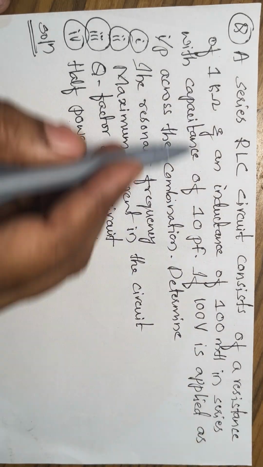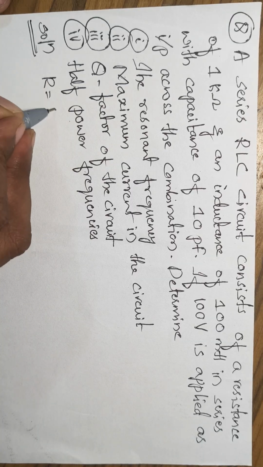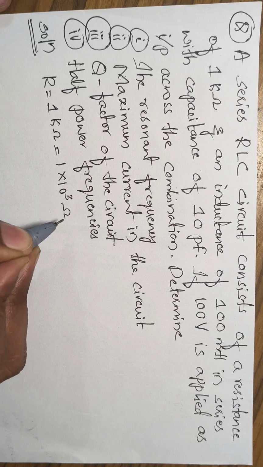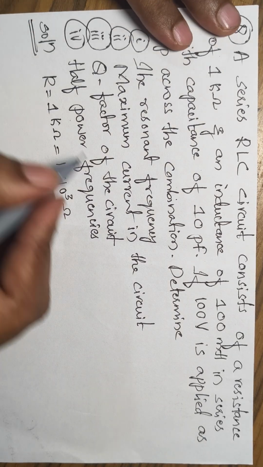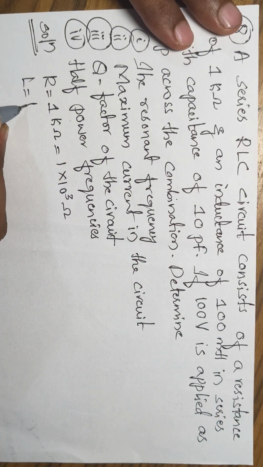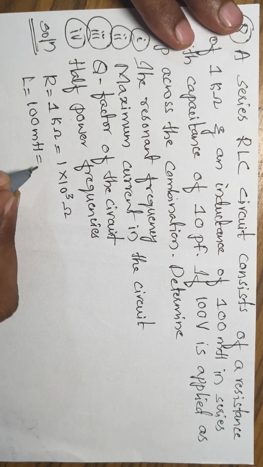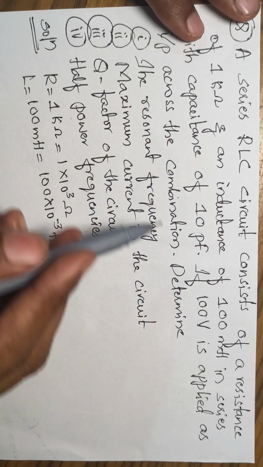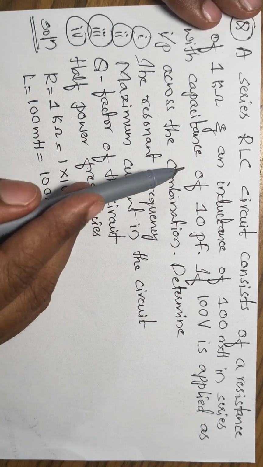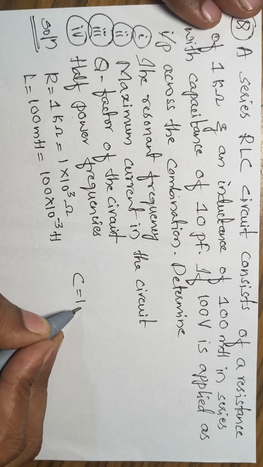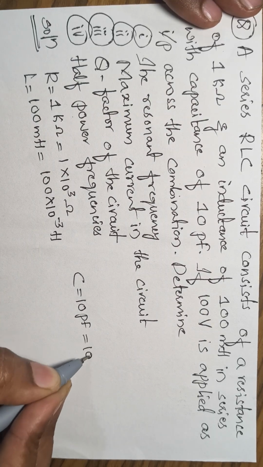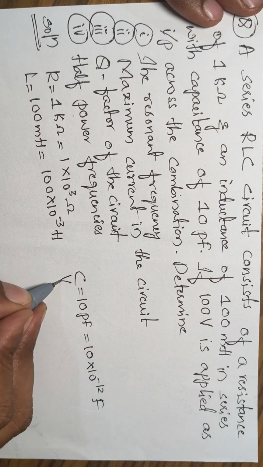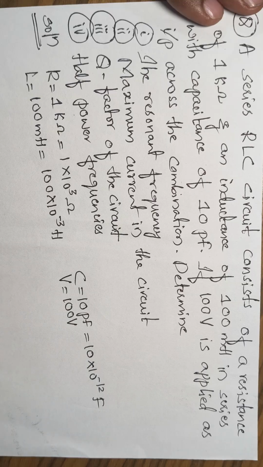Okay, now first we'll write what all things are given in the problem. Resistance is given, that is 1 kilo ohm, equal to 1 into 10 raised to 3 ohms. Next, inductance is given, 100 millihenry, equal to 100 into 10 raised to minus 3 Henry. Next, capacitance: C is equal to 10 picofarad, equal to 10 into 10 raised to minus 12 farad. Then voltage V is equal to 100 volt.